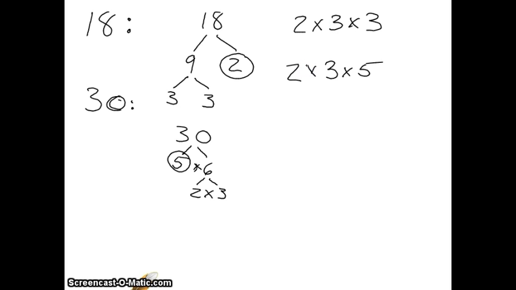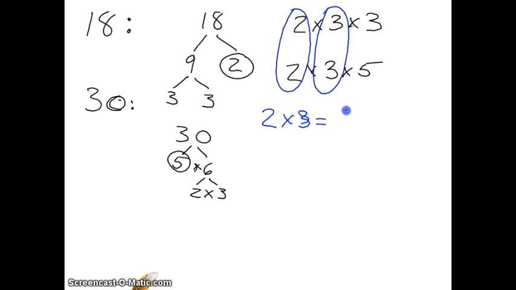And so what I do here is I notice that these numbers, 18 and 30, share a common prime factor of 2, and they share a common prime factor of 3. And all I need to do is multiply those two numbers. So they share a 2 and they share a 3. 2 times 3 is 6. 6 is the greatest common factor, or GCF.